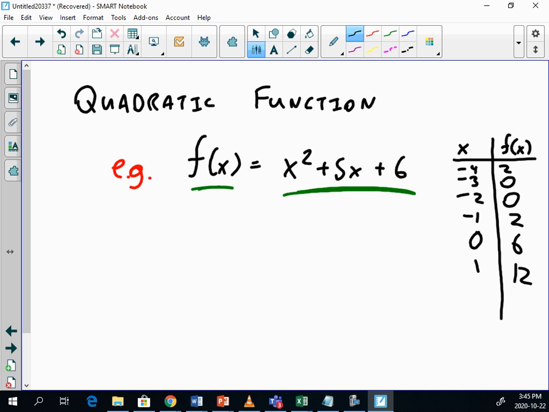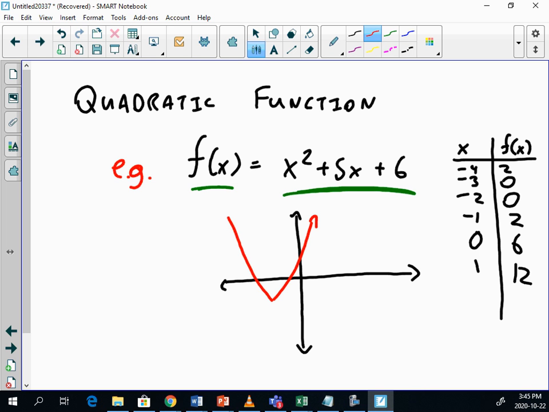And so based on that table of values, I can draw the graph of my quadratic, and it looks something like this. This shape of the quadratic, which is kind of like a triangle with bent sides, has a name. We call it a parabola. And every single quadratic function has a graph, which is a parabola.